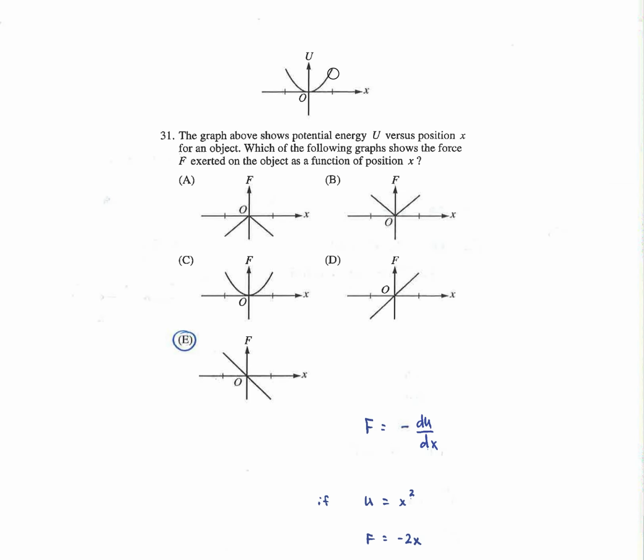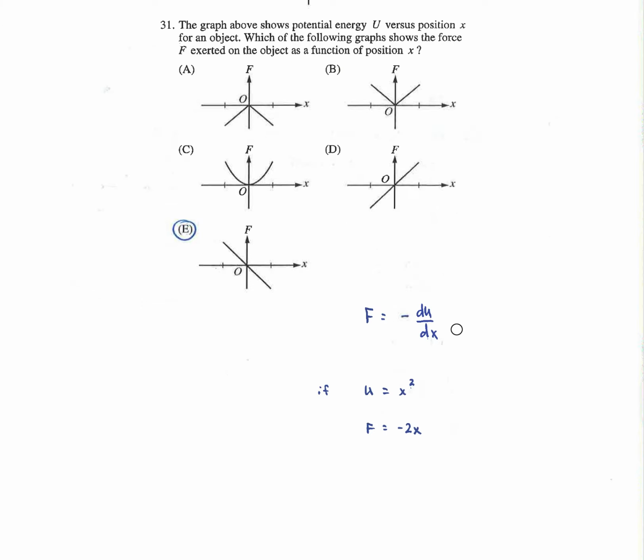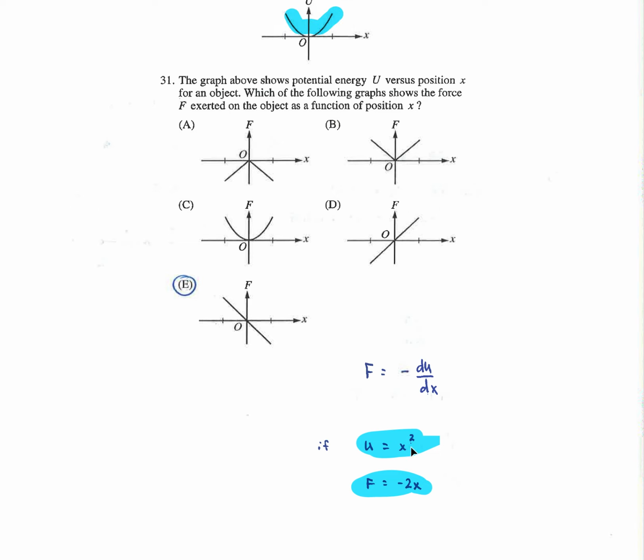You see this and you immediately start thinking that that guy is a spring, though they don't necessarily tell you it is. If it's a spring, it has 1/2 kx squared, and then the force is going to be negative kx. Again, I didn't put a k in there or a half. It doesn't matter. It doesn't even have to be a spring, but it sure looks like the potential energy is some x squared, and then the force is going to be some negative 2x.